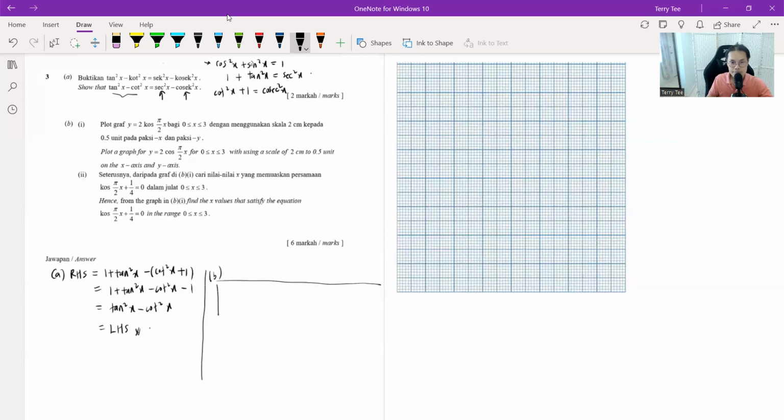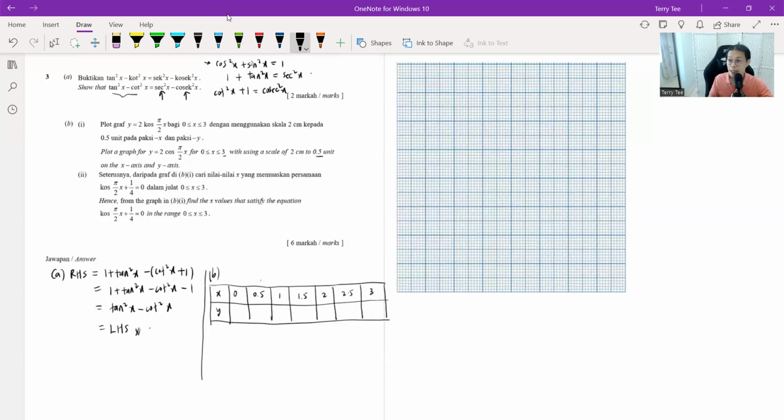All right. My table of values is a bit ugly. Let me just try to fit everything inside. Now we have to use the scale. Read the question: the scale is 2 cm to 0.5 unit. So we use 2 cm to 0.5 for both x and y. The largest is 3, which means we start from 0 and end at 3. So 0, 0.5, 1, 1.5, 2, 2.5, and the largest is 3.